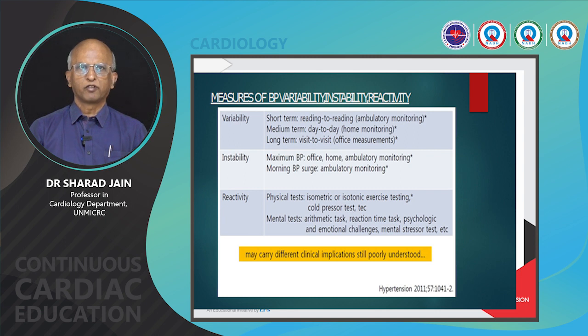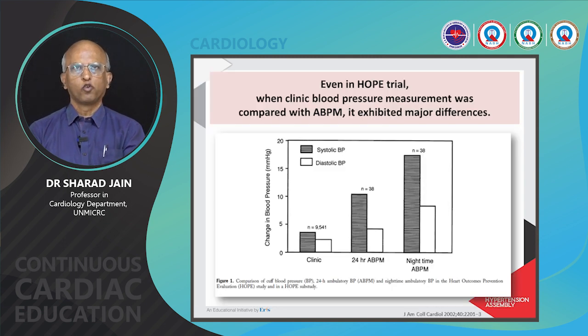And reactivity, that is with the physical test, isometric or isotonic exercise testing, cold pressor test, and then the mental test, like the arithmetic task, reaction time, etc. These may carry different clinical implications, which are still poorly understood. Even in the HOPE trial, when the clinic blood pressure measurement was compared with ambulatory blood pressure monitoring, it exhibited major differences. If you see that graph, the clinic blood pressure was lower and the 24-hour ABPM has shown higher blood pressure as compared to the clinic reading.